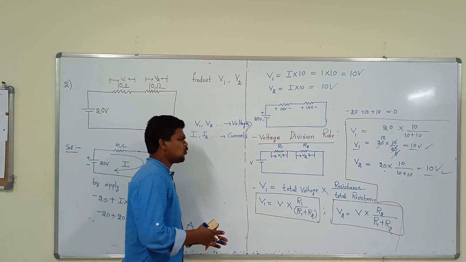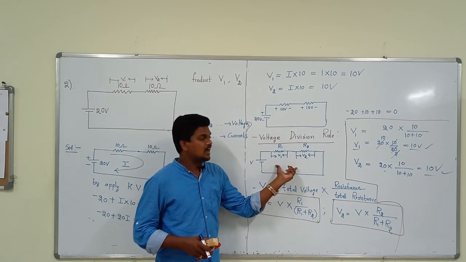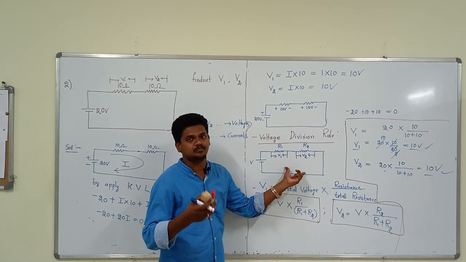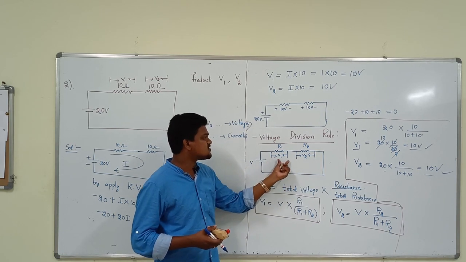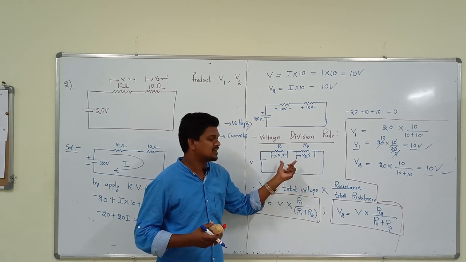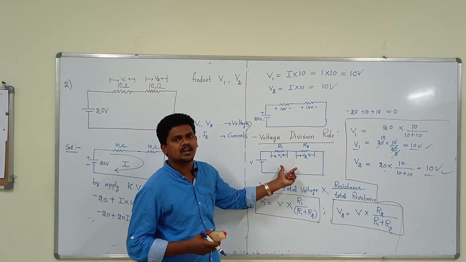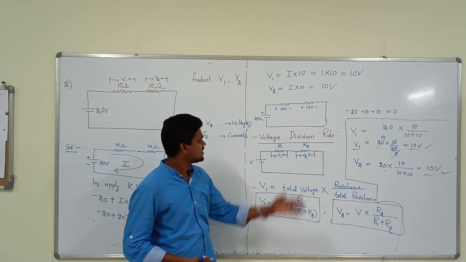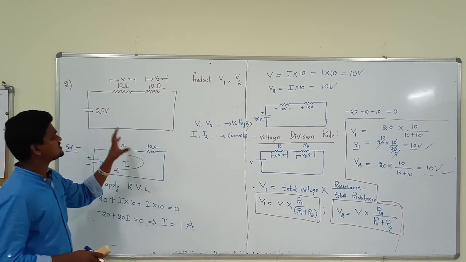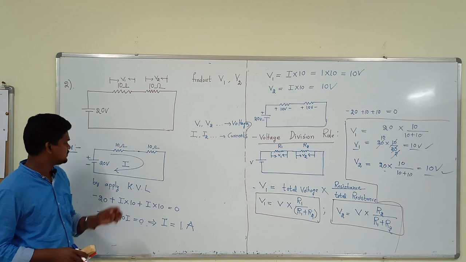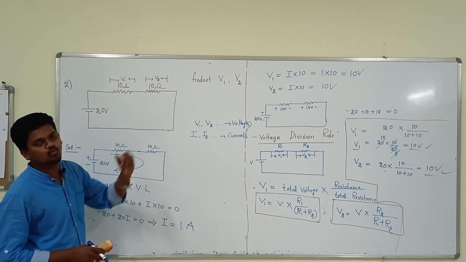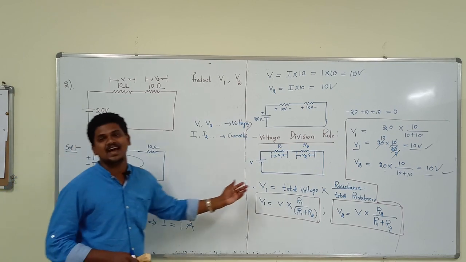It is applicable for only series circuits. We already discussed the current division rule. Current division rule is applicable for parallel circuits, because voltage is divided in a series circuit. Voltage is constant in a parallel circuit, but current is divided in a parallel circuit, while current is constant in a series circuit. That's why it is divided. Understand? These are the 2 methods to solve this type of problem. This is the normal method, applying KVL, finding the current and finding the voltage. But this is the direct method.